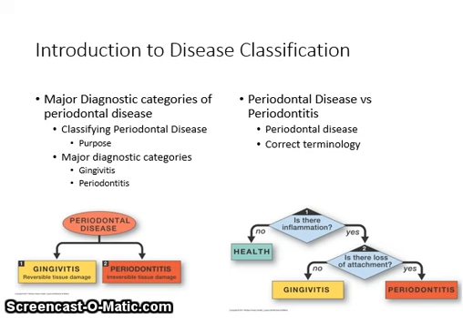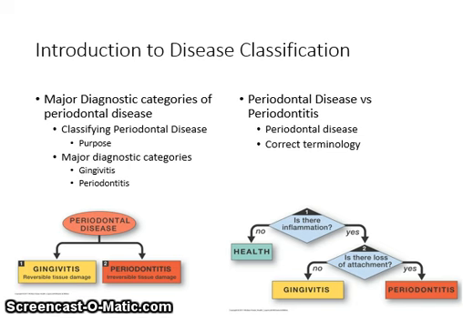If the answer is yes, then we need to ask, is there a loss of attachment? If not, it is gingivitis. If there is loss of attachment, it is periodontitis. Loss of attachment is the hallmark of periodontitis. A periodontal classification system provides information necessary in communicating clinical findings accurately, presenting information to the patient, formulating individualized treatment plans, and predicting treatment outcomes.